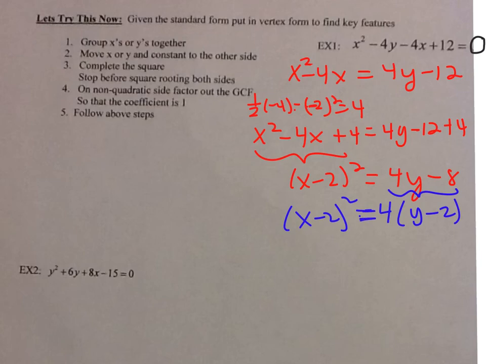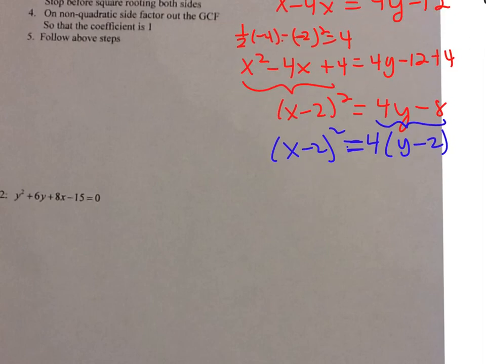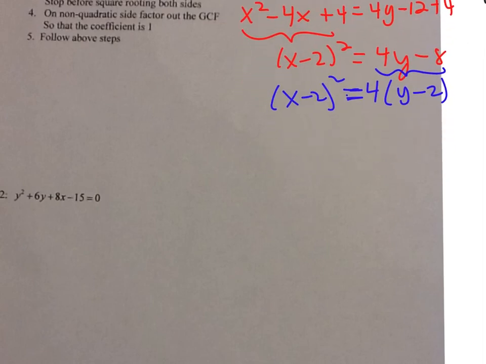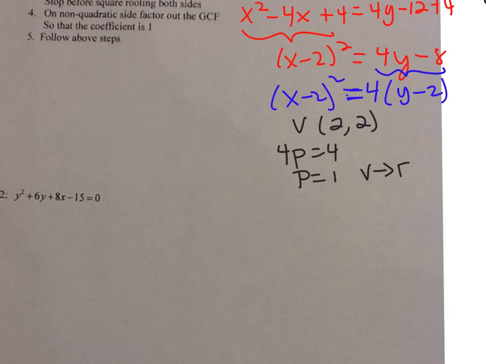All right, so I'm just going to move everything up a tiny bit. All right, so let's identify the vertex. So the vertex is 2, 2. 4p is equal to 4, so p is equal to 1. That means from vertex to focus, it's up 1 unit.